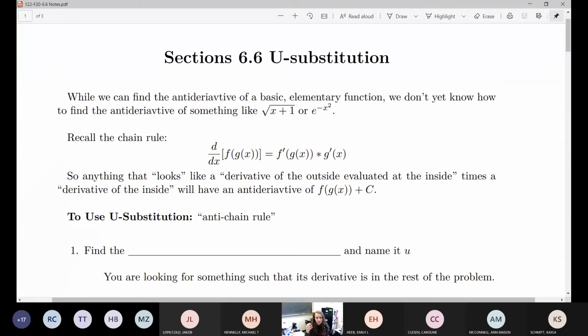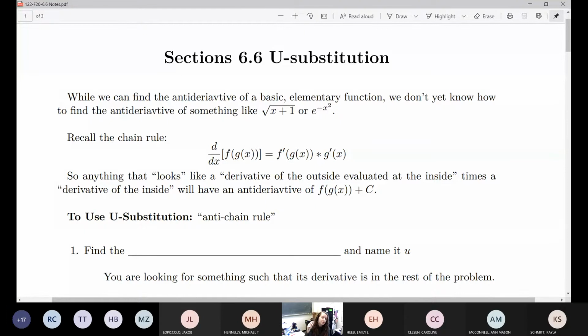So 6.6 is something called U substitution. Now this has to do with essentially finding the antiderivative of something more complicated than what we've been finding already by hand. Of course our calculators can do whatever we need them to, but by hand. So we've been finding antiderivatives of basic elementary functions, but we don't know how to take the antiderivative of something like the square root of x plus 1 or even e to the negative x squared, which don't necessarily look that complicated, but we don't have a rule to do them.